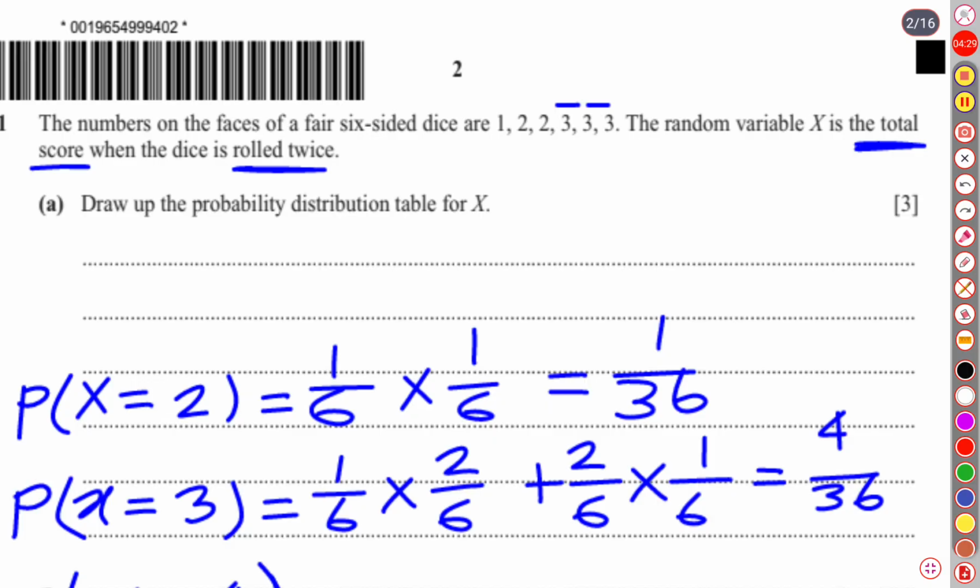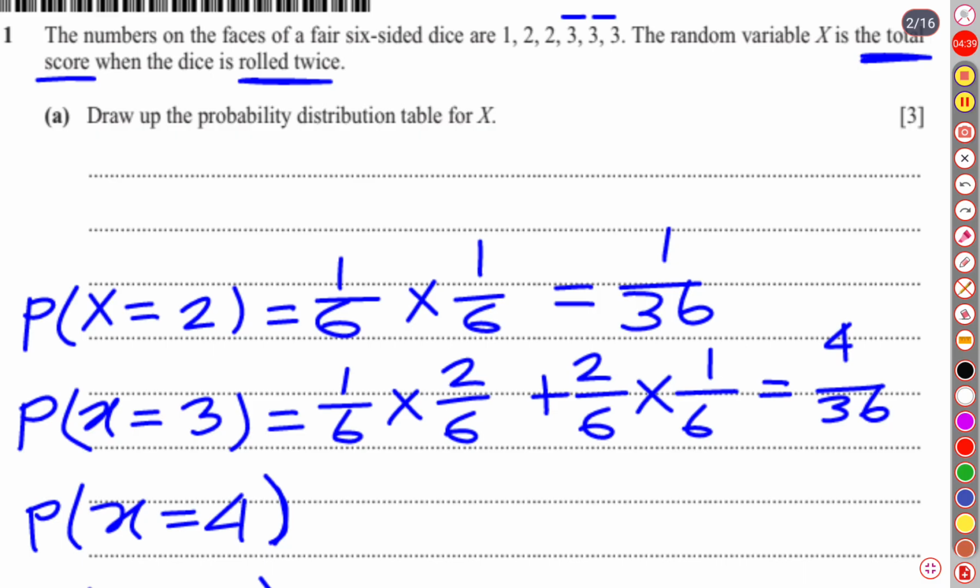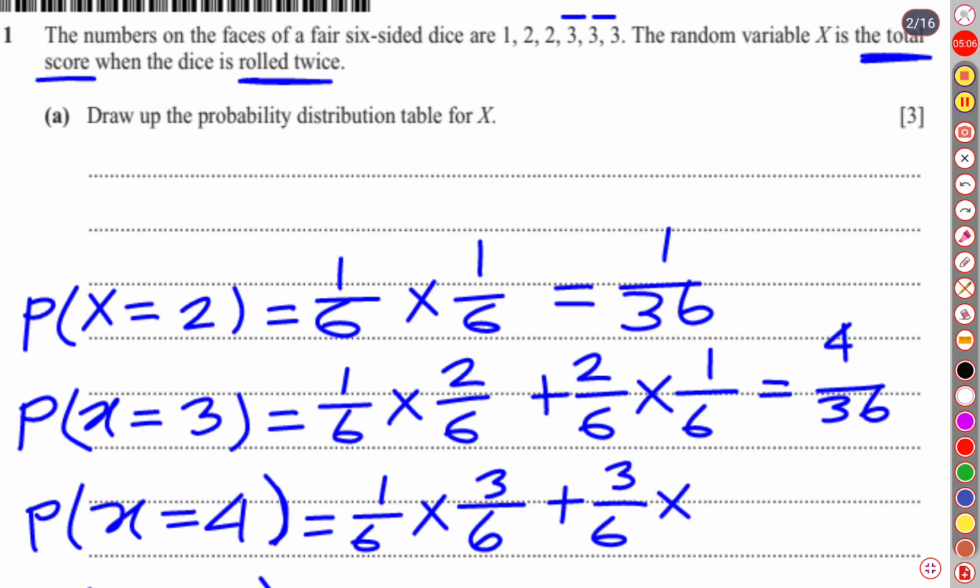Well, let's analyze the third possible case, where the total score is 4. In the first roll it might be 1, so 1 over 6. In the second roll we might get 3, so it will be 3 over 6 because there are three 3's out of 6 faces. The second possibility is that first we might get 3, so 3 over 6, and in the second roll we might get 1, so it will be 1 over 6.